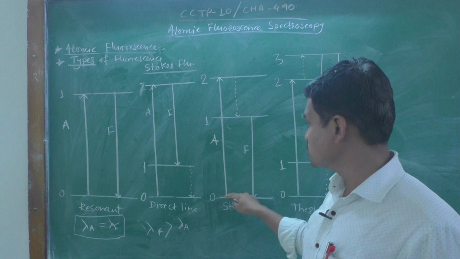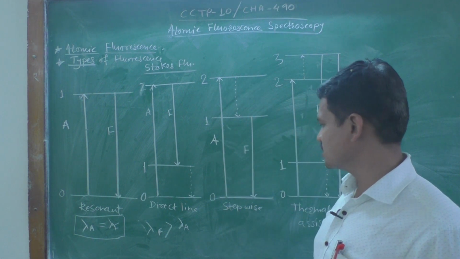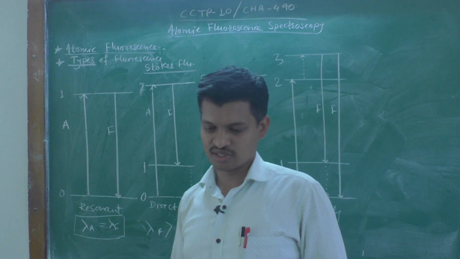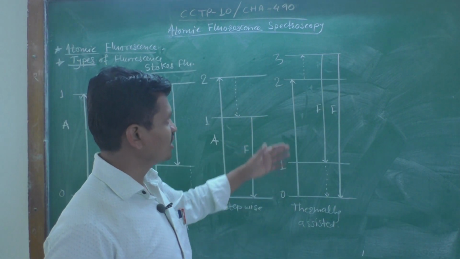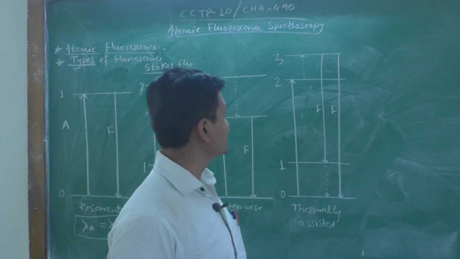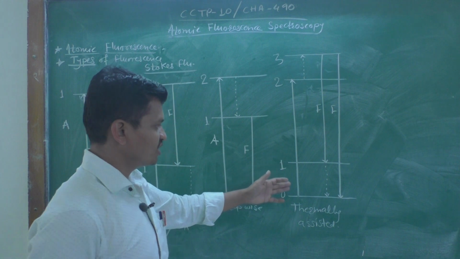Okay, not from 0 to 2 and 2 to 0. This is not the case. So that's why it is named stepwise fluorescence. Now the last one is called thermally assisted atomic fluorescence. So look at the figure here.